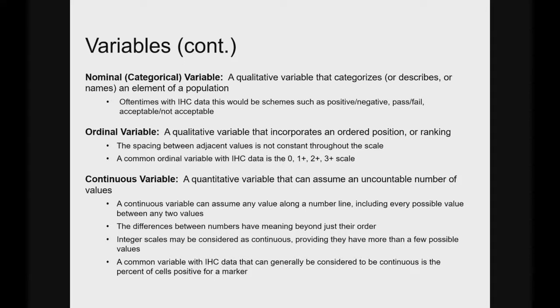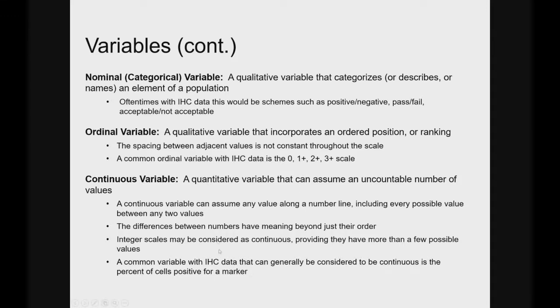And to contrast this with the ordinal, the differences between numbers have meaning beyond just their order. So now, if we have a continuous variable, the difference between 1 and 0 is the same as the difference between 2 and 1, and it is the same as the difference between 3 and 2, and so forth. Those increments are the same as we move along that scale. So that's the difference there.